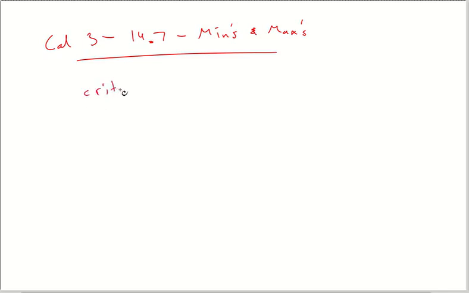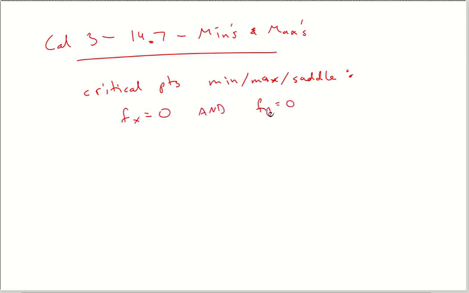So first off, let's establish some formulas. Critical points are either going to be a minimum, a maximum, or a saddle. How you find them is f sub x equals 0 and f sub y is equal to 0.